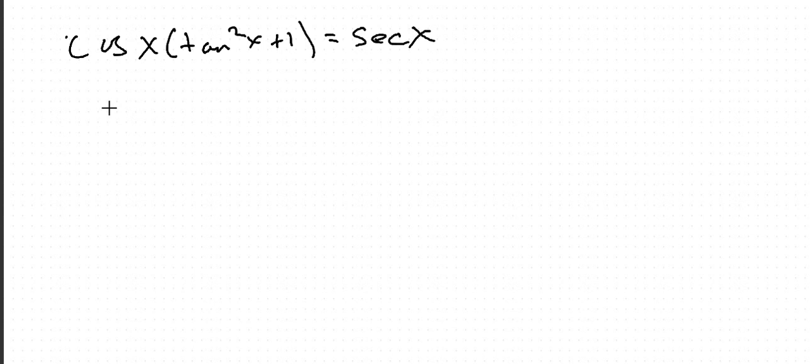And that's proof stuff. Yeah, verify the identity. So it's cosine x times the quantity tan squared x plus 1 equals secant x. So let's see, tan x plus 1. What identity has tan and 1 in it? That's secant, right? Secant squared.